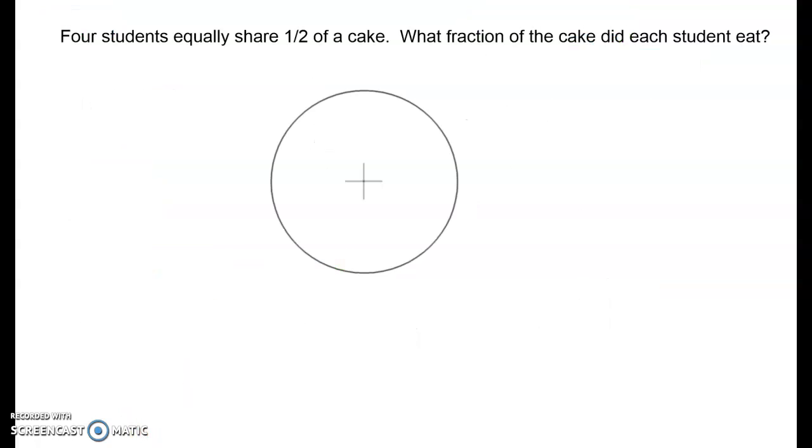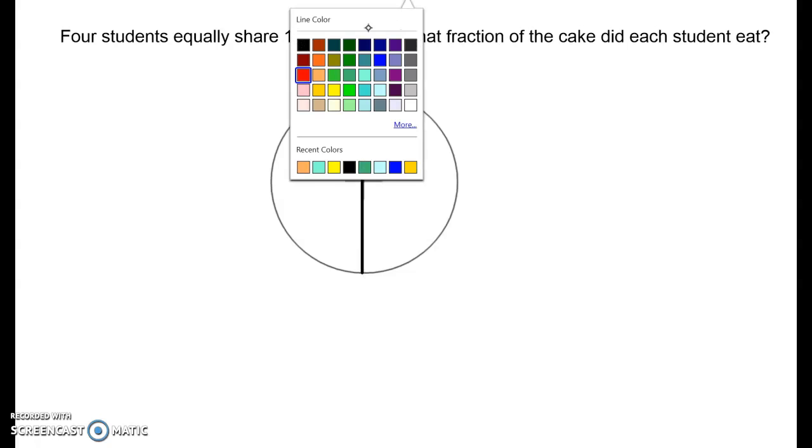Let's try this one word problem. It says 4 students equally share half of a cake. What fraction of the cake did each student eat? All right, so we are starting with half a cake. Say you had a birthday party and your family ate half, and then your friends came over later and they share a half that was left. Let's draw this then. So I could take a line and draw exactly half. So we're talking here about this side of the cake.